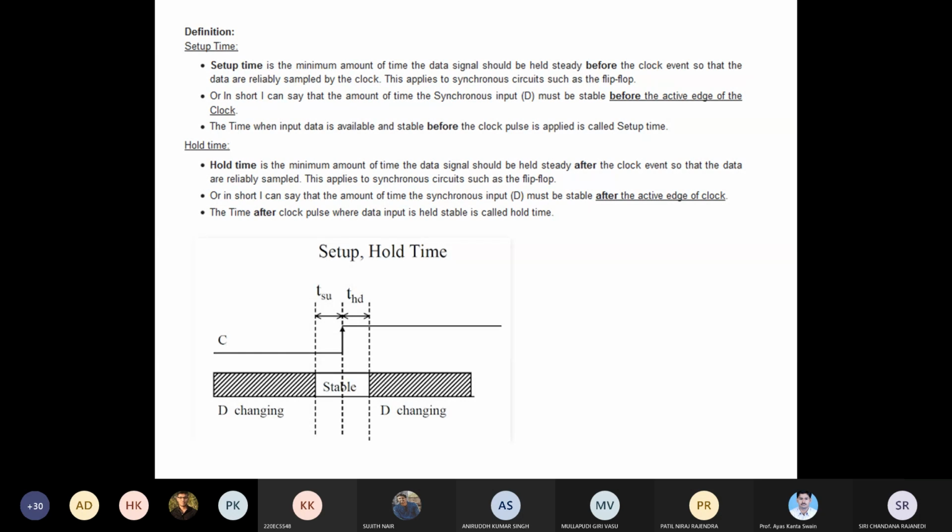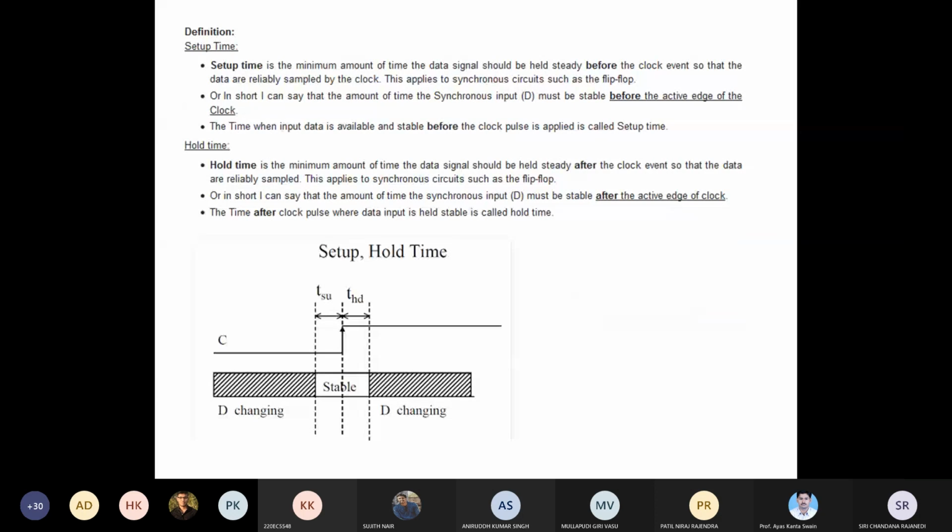So this setup time is a synchronous time concept. It applies to all flip-flops, or in short we can say that it is the amount of time the synchronous input D must be stable before the active edge of your clock pulse.